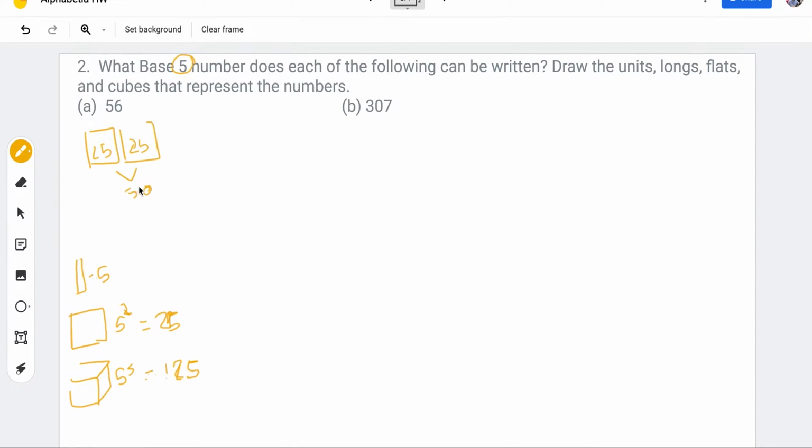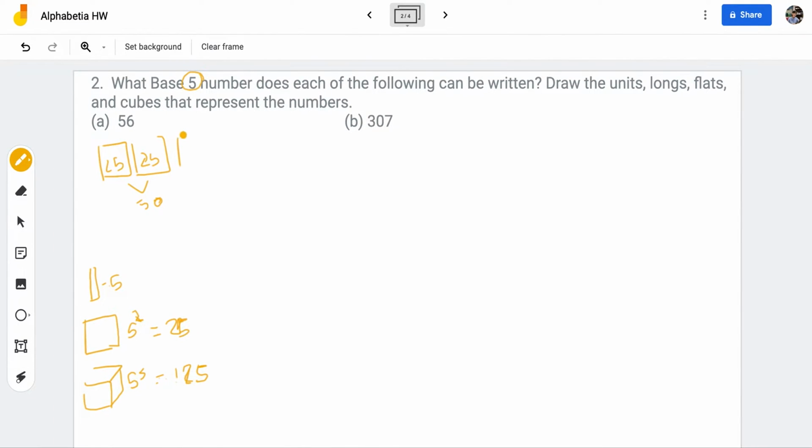You can have 1 long there, and that makes together 55, because 1 long contains 5 units. But to make 56, we need to have 1 more unit there, right? So we can see, there are 2 flats, 1 long, and 1 unit. So in base 5, we have 1 unit, 1 long, and 2 flats in base 5. Okay, so this is gonna be your answer.